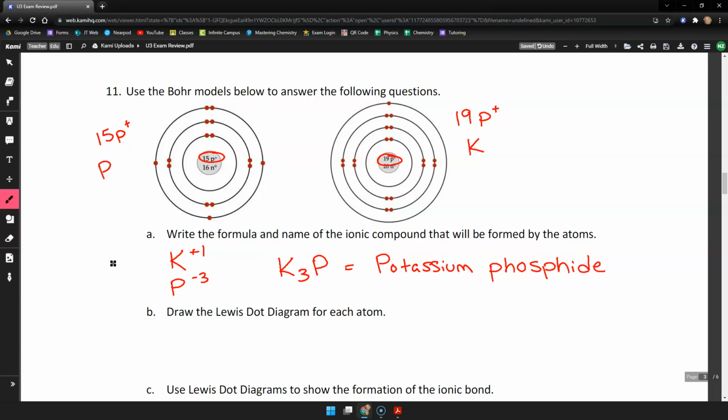Draw the Lewis dot diagram for each atom. So we have potassium and we have phosphorus. Phosphorus has 5 valence electrons. 1, 2, 3, 4, 5.